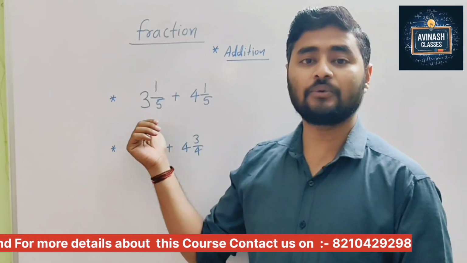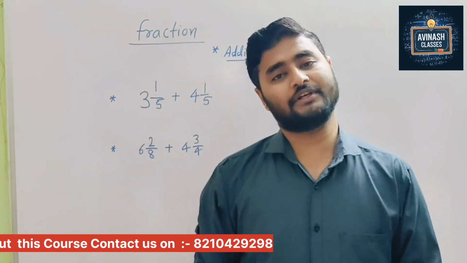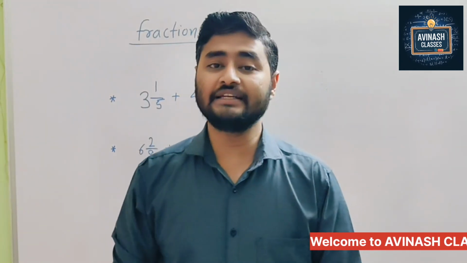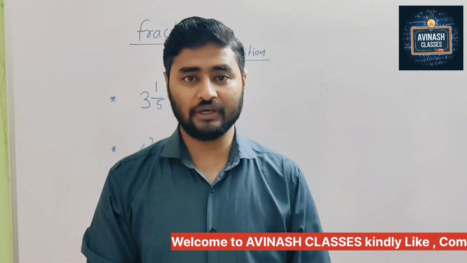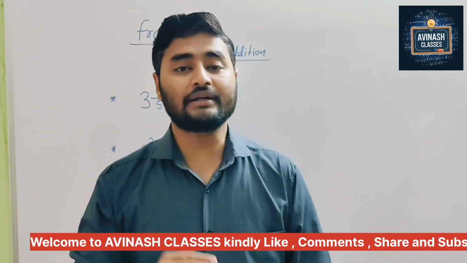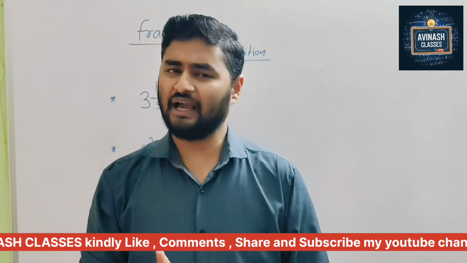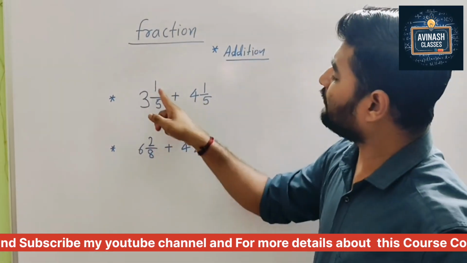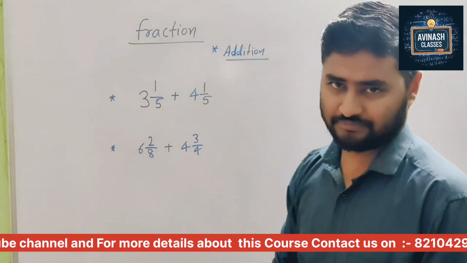So today we are going to learn how to add mixed fractions, because when we do it with our normal method, it generally takes lots of time, and it's very confusing. So I try to make it very simple and very understandable. So here, 3 1 by 5 plus 4 1 by 5.